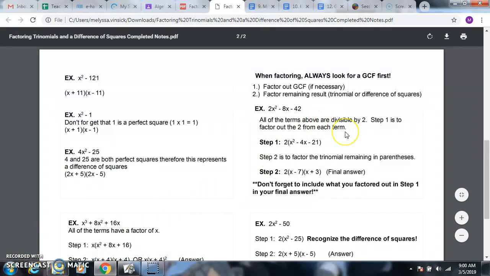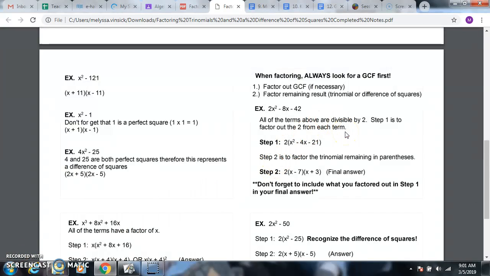Okay, so this is just part 2 of those same notes of factoring trinomials and difference of squares. So we're going to start here on this slide. Now we're switching gears again back to trinomials.